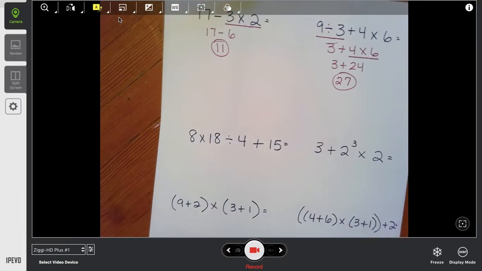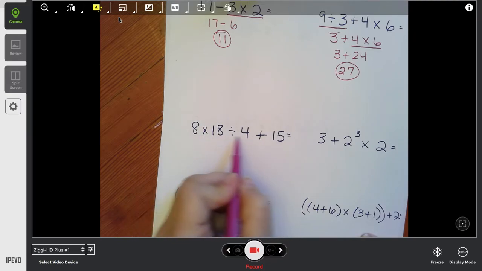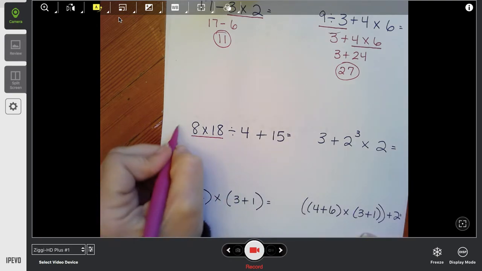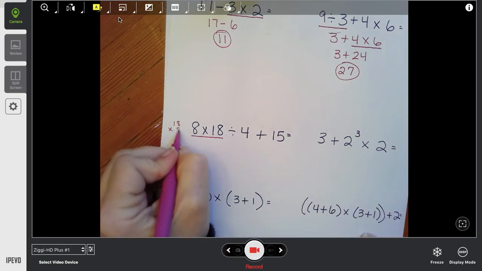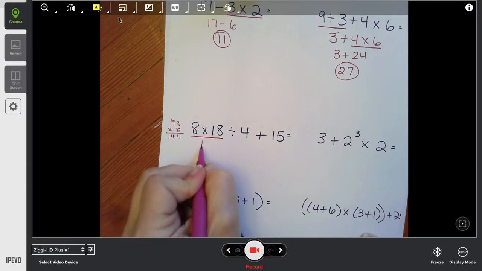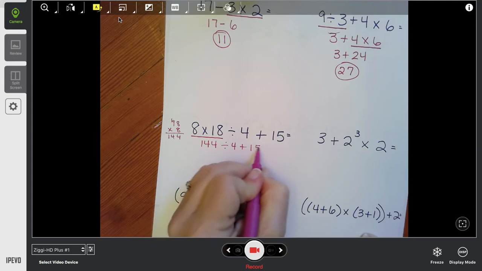Okay, next one. I've got multiplication, division, and addition. We're going to multiply and divide left to right, so we're going to do the one that's in front first. This isn't a mental math problem for me, so I'm going to do it on the side here. 18 times 8 is 144. So I have 144 and everything else stays the same.